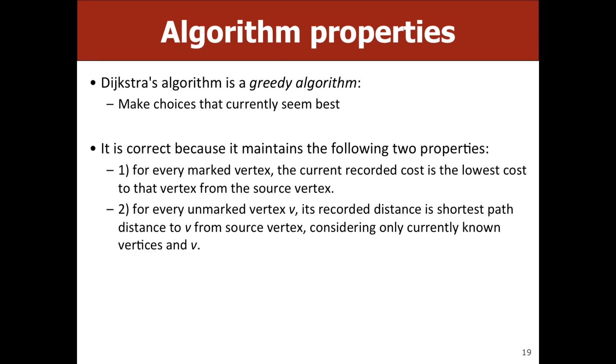And then for all of the unvisited vertices, the ones still in the priority queue, those costs that we've tentatively assigned are the current shortest path if you only look at vertices that we've actually visited. So it maintains those two properties, and that's why this works. This is why Dijkstra is a really cool guy, because he figured all this out.